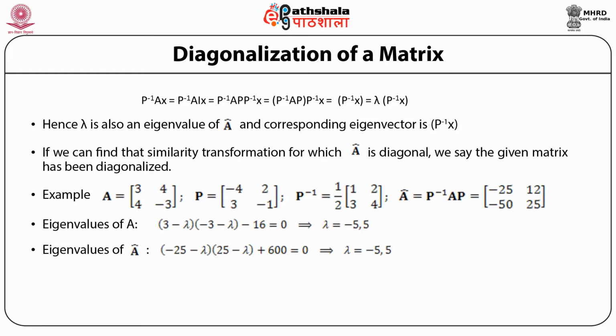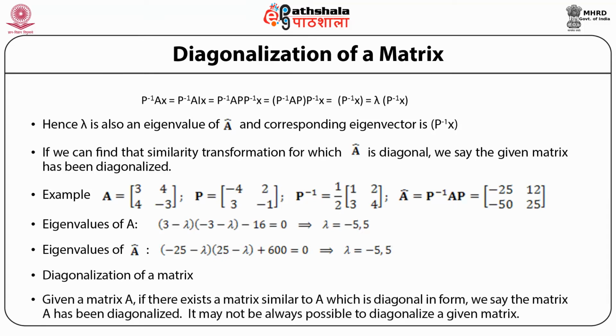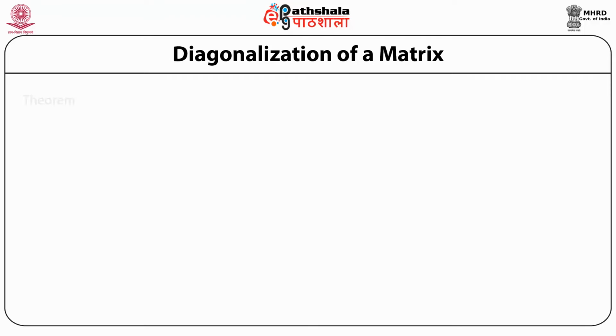Let us next consider the diagonalization of a matrix. Given a matrix A, if there exists a matrix similar to A which is diagonal in form, we say the matrix A has been diagonalized. It may not always be possible to diagonalize a given matrix. Let us take up a theorem.